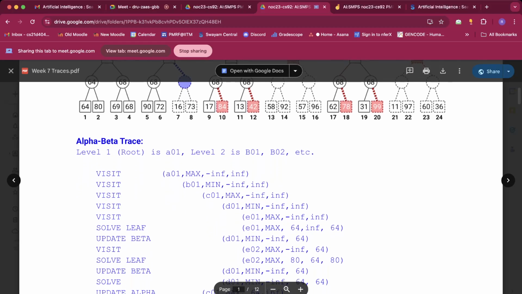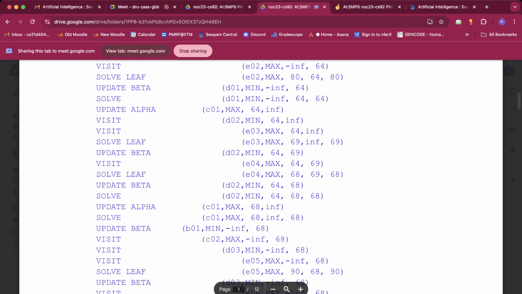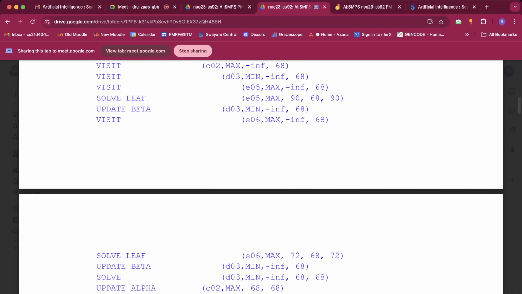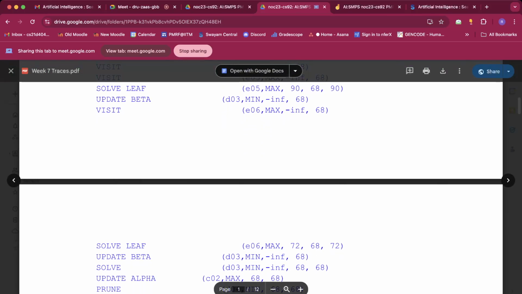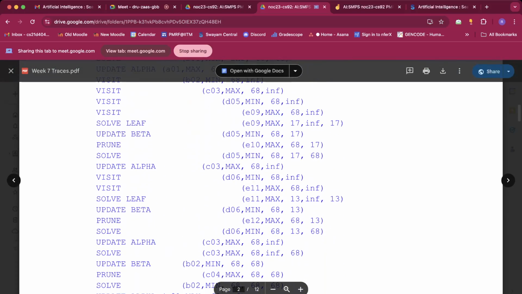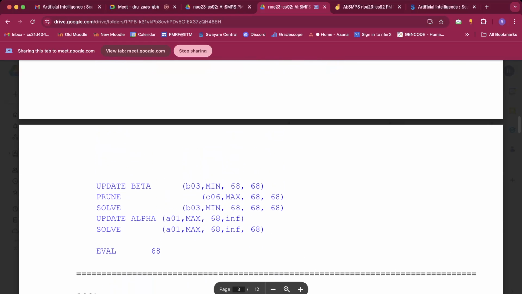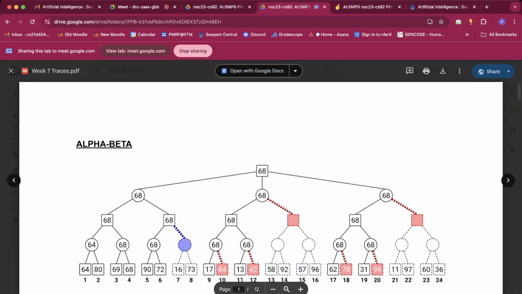We proceed in a similar fashion to what we just saw on the Jamboard. If we follow it step by step, we solve some leaves, we apply some cutoffs, and finally we arrive at a solution, which is 68. I just wanted to point you to this particular resource so that those of you who are more interested in the implementation level details, or what exactly is happening at each specific step, may have a look at this particular trace.